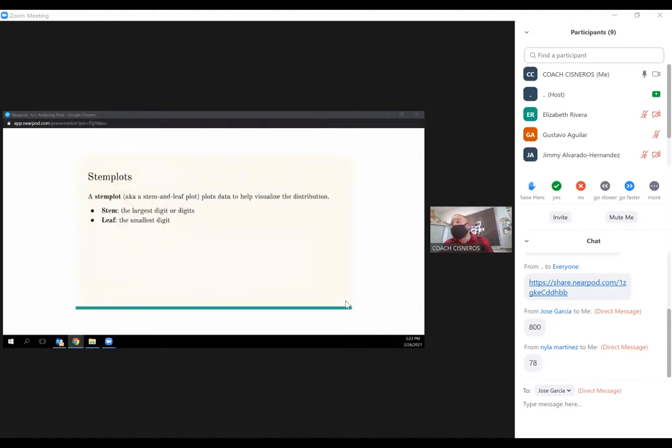All right, the other one we're going to talk about today is stem plots. Stem plots. Have you done a stem plot before? You should have done this in about 6th grade.